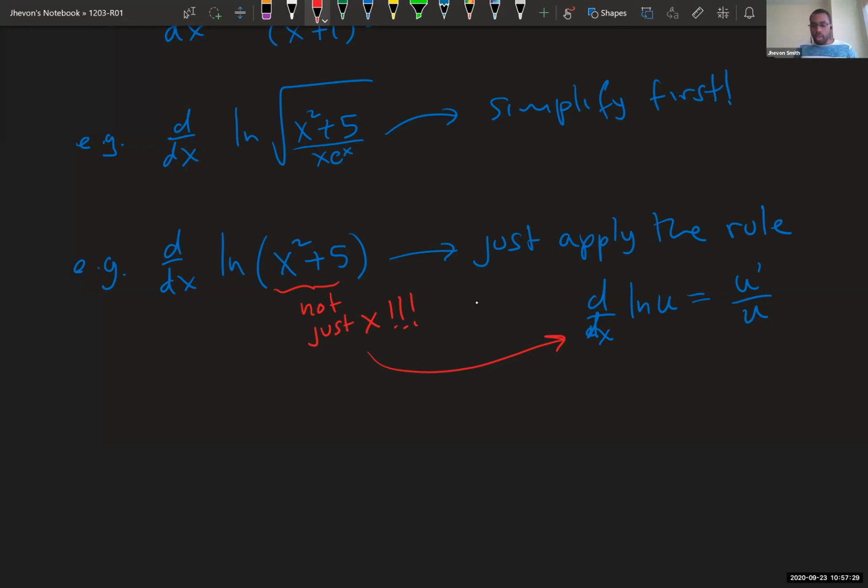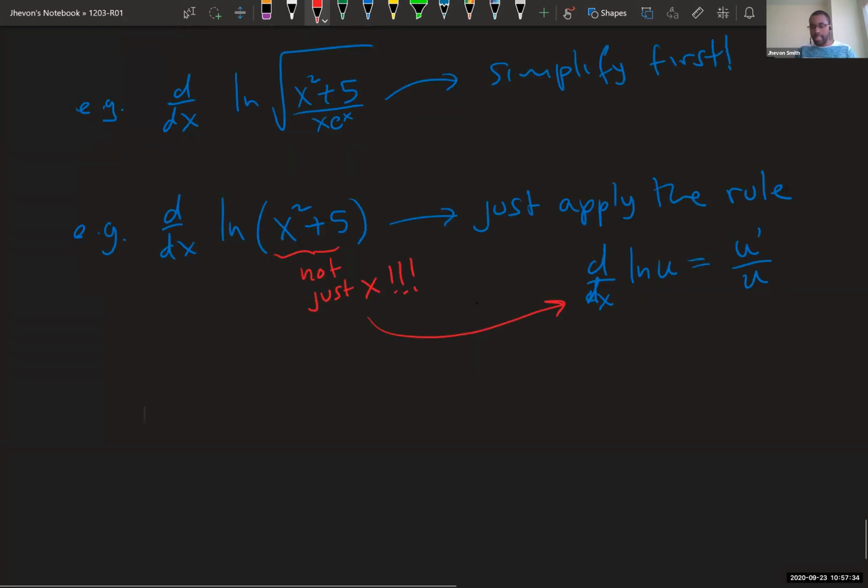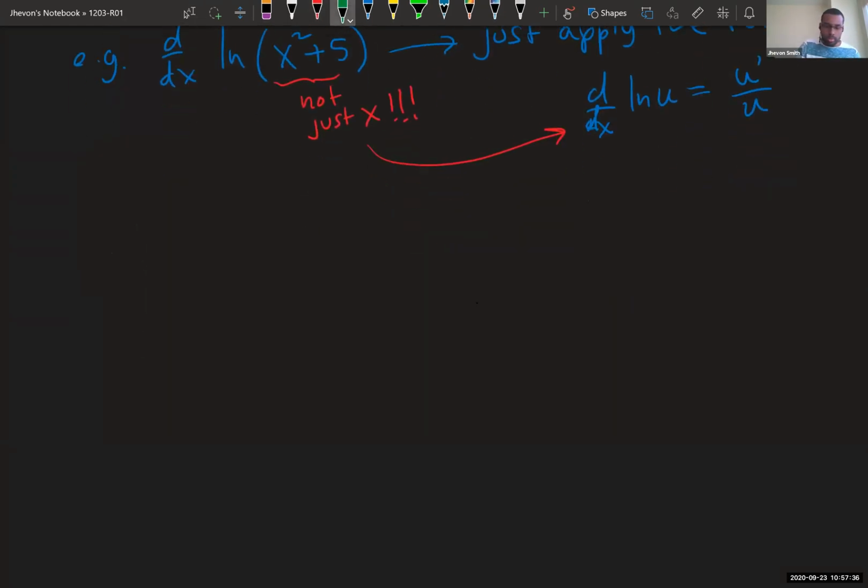So whenever you are memorizing rules, I already recommended this in class: it's better to memorize the chain rule versions of rules if you have to choose.